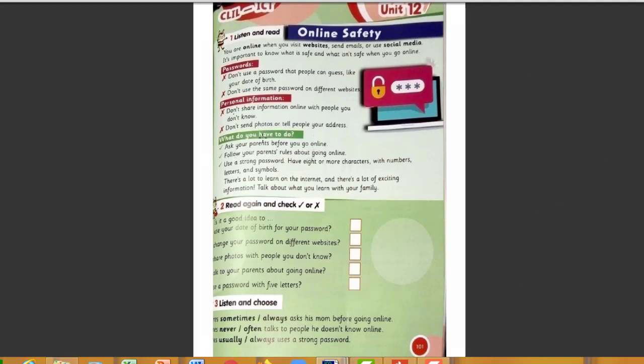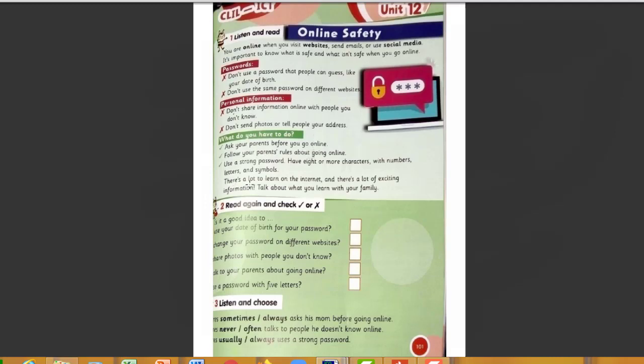Okay, what do you have to do? Number 1, ask your parents before you go online. Number 2, follow your parents' rules about going online. Number 3, use a strong password. Have 8 or more characters and numbers, letters and symbols. So this is the difficult password. What is the difficult password? It's about 8 or more characters, numbers and letters and symbols. Don't write numbers only or letters only. You should mix.